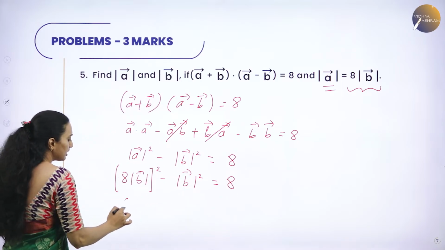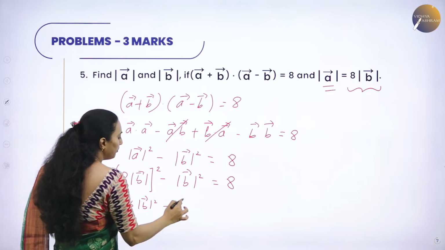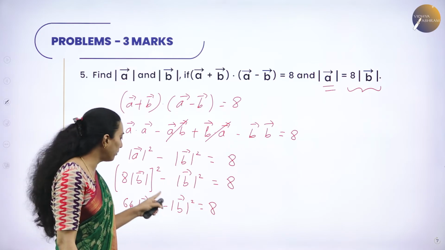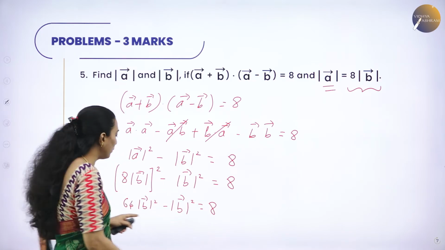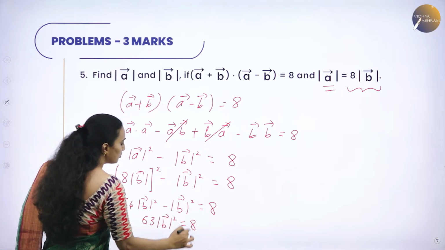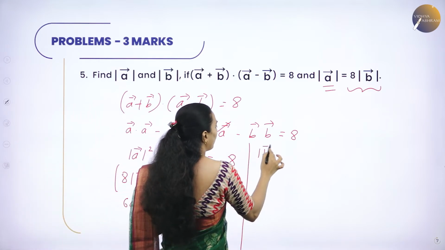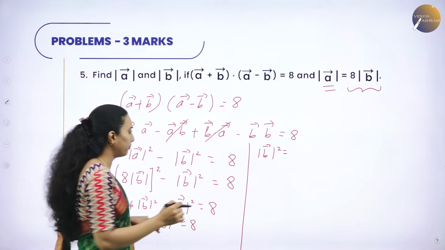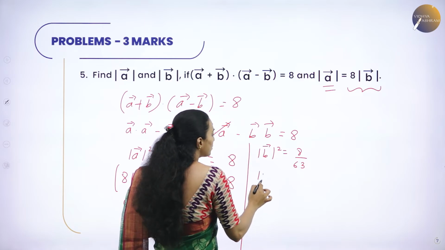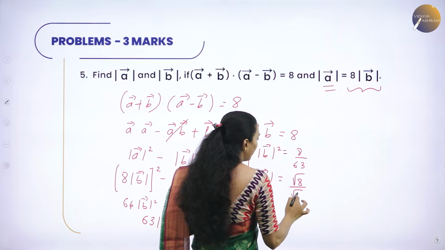Otherwise, 8 8s are 64 into magnitude of B vector squared, minus magnitude of B vector squared is equal to 8. 64 magnitude of B vector squared minus 1 B vector squared gives you 63 B vector squared. Okay, 63 times magnitude of B vector squared is equal to 8. Now you can cross multiply that, which will give magnitude of B vector squared is equal to 8 divided by 63. You can take the square root. So magnitude of B vector is equal to square root of 8 divided by square root of 63.